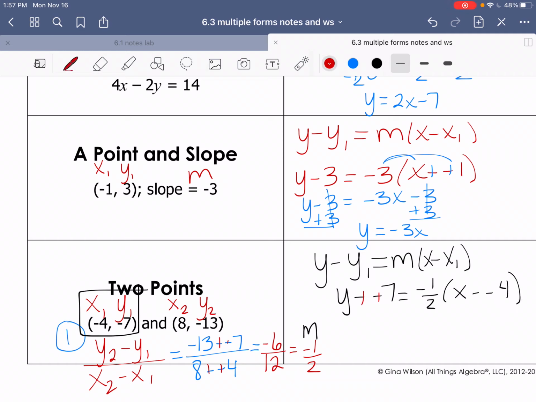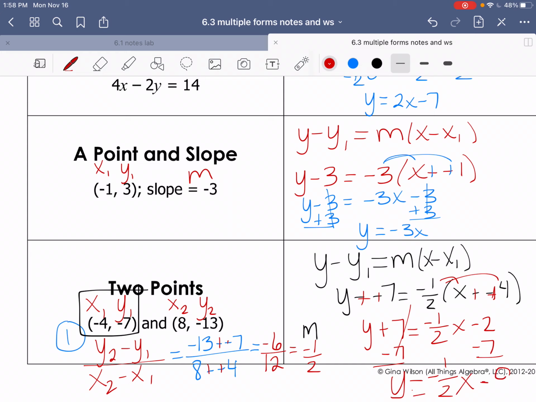Again, change your double negatives to be addition to start. So that's one of the first things I would do. Distribute the -1/2 to have -1/2x. -1/2 times 4 is negative 2. And finally, we need to subtract 7 on each side. So y equals negative half x minus 9.